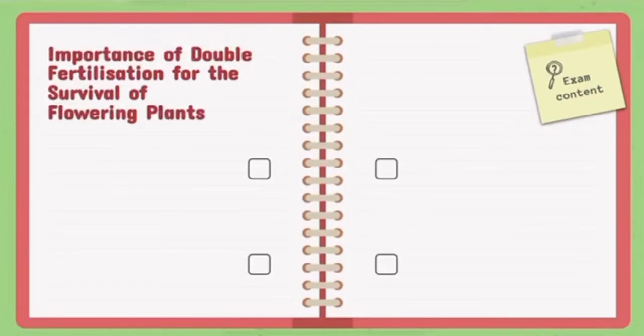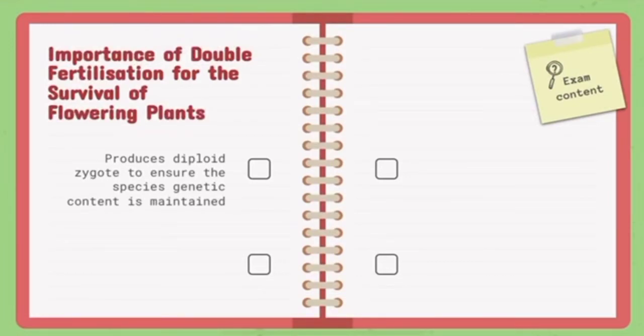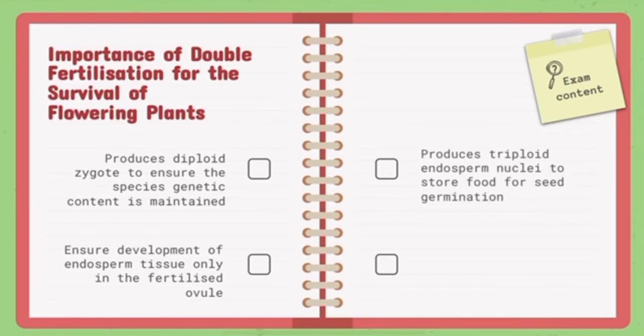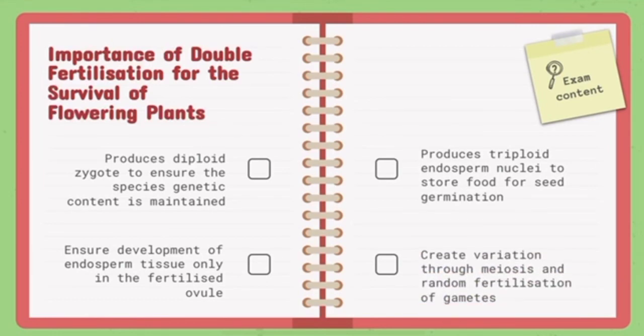So last but not least, what is the importance of double fertilization for the survival of flowering plants? First, produces diploid zygote to ensure the species genetic content is maintained. Second is to ensure development of endosperm tissue only in the fertilized ovule. Third, produces triploid endosperm nuclei to store food for seed germination. Lastly, create variation through meiosis and random fertilization of gametes.